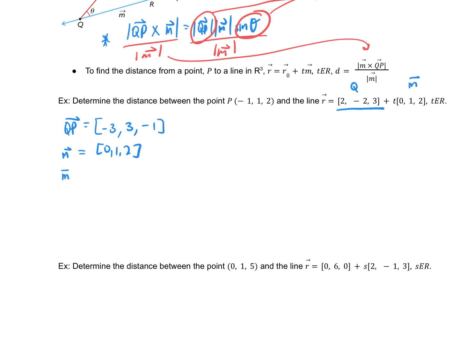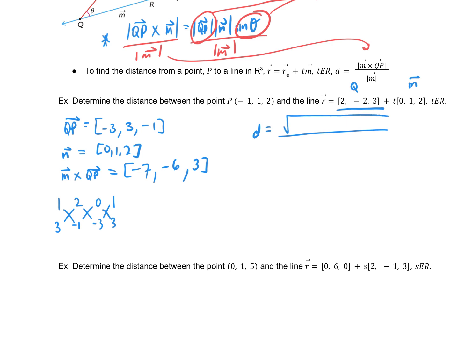So we want the cross product between M and QP. So 1, 2, 0, 1, 3, -1, -3, 3. That's going to be -1 minus 6, -3 minus 0, or sorry, -6 minus 0, 0 minus -3. Okay, so I have my cross product. Now I can start on my distance. My distance is going to be the magnitude of that cross product divided by the magnitude of the direction vector.